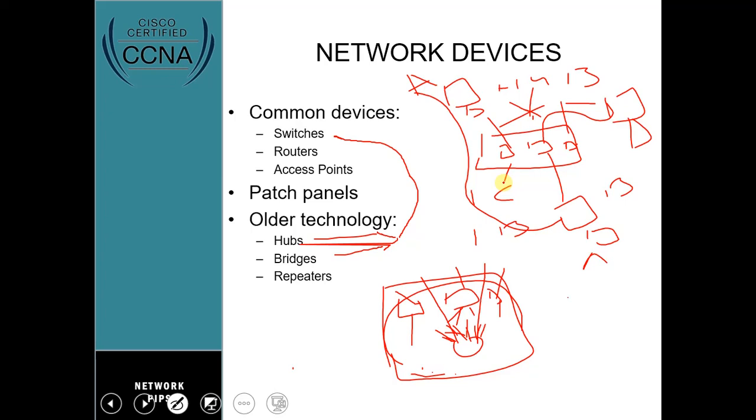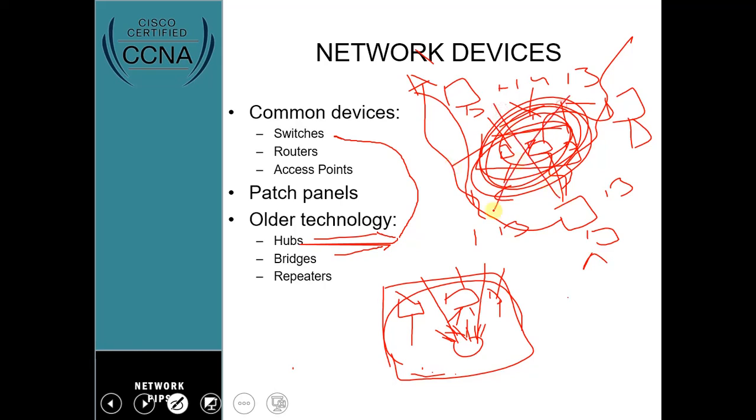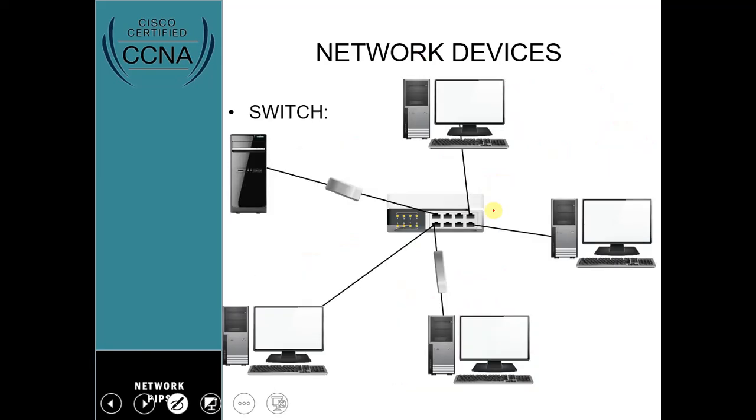Hey, I need an IP address. So A shouts that it needs an IP address, B will shout, C will shout. And what will happen is the network will become a noisy place and start getting slow. So broadcast messages are not really a good thing. They are one of the things that cause slow connectivity on your network. So hubs are no longer used. Let's move down to a switch.